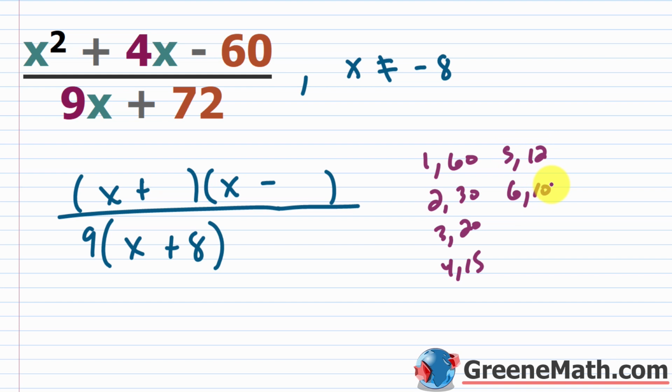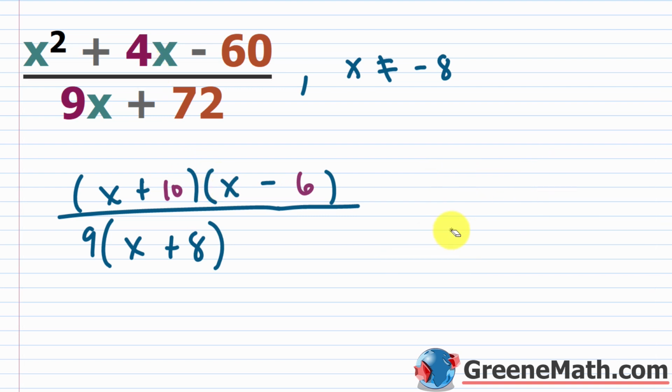Now I can make 6 and 10 work if I have a negative 6 and a positive 10, right? Because basically I want my outer to be negative 6x and my inner to be positive 10x. Those combine to give me this plus 4x here. In this particular case, it doesn't work out where anything is going to cancel. You can just leave this in factored form. A lot of teachers prefer this so that you can show that nothing else is going to cancel. So this is your simplified version here, and then we'll say that x is not equal to negative 8.